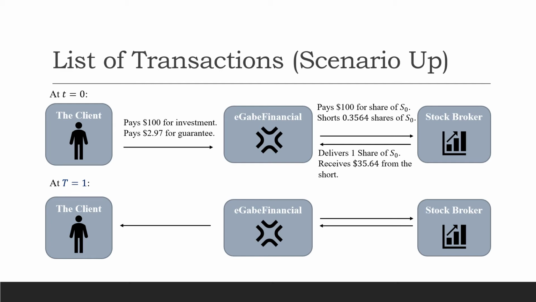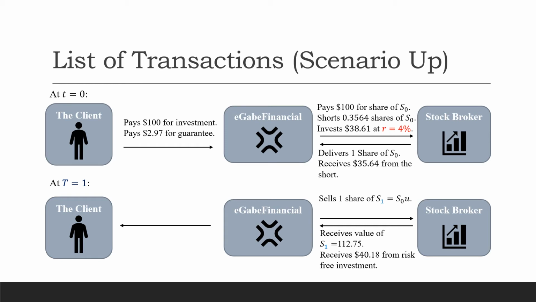Now we can invest $38.61 at the risk-free rate, $35.64 of which was received from the short, and $2.97 of which was received from the client's premium. Now, after 1 year, in the up scenario, this is what happens. We sell our share that's gone up and receive $112.75. We receive $40.18 from the risk-free investment and need to pay $40.18 to cover our short position. This $40 is from the delta units we shorted times the value of the stock market portfolio now. After this, we now have $112.75 to deliver to our client.